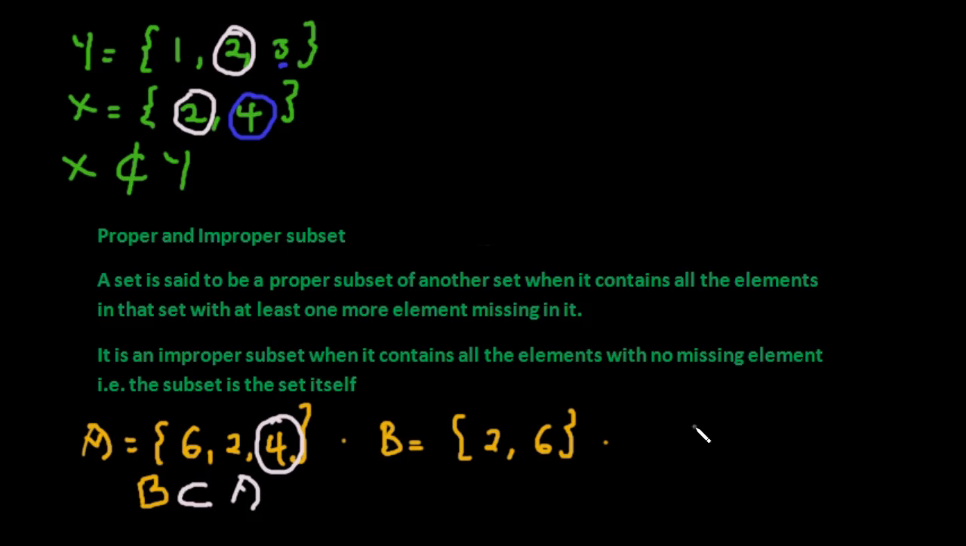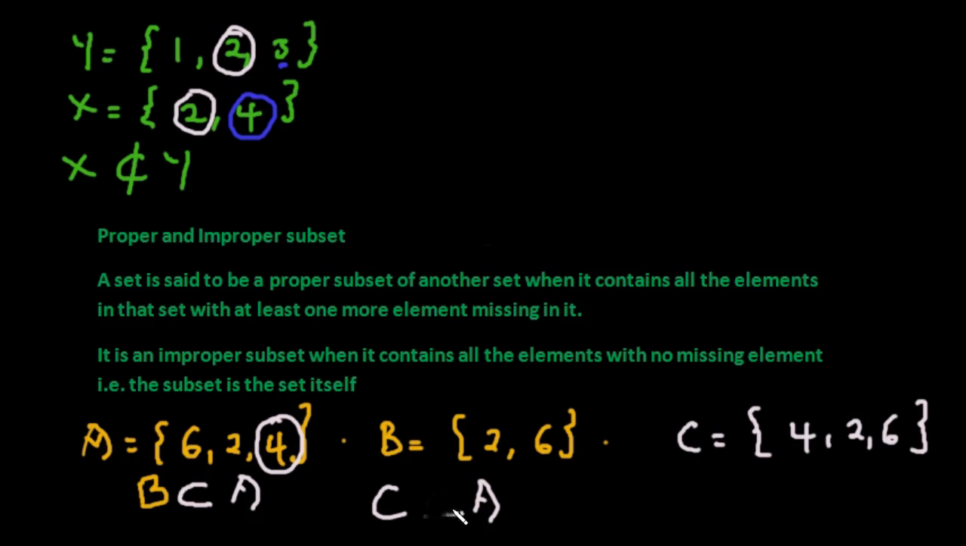But if we have another set C and it contains 4, 2, and 6, then C is an improper subset of A because it contains the same elements as A with no missing element. So we write improper subset like this, almost saying subset and equal to A. So let me write this very well.